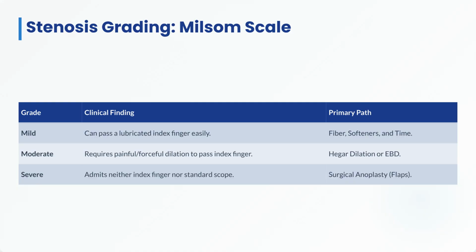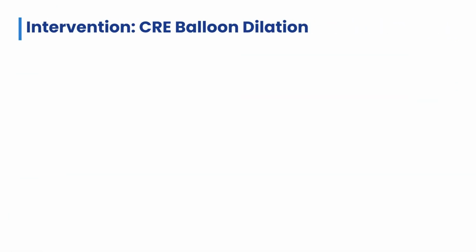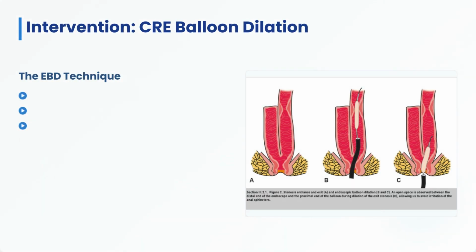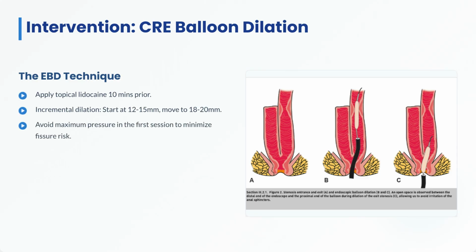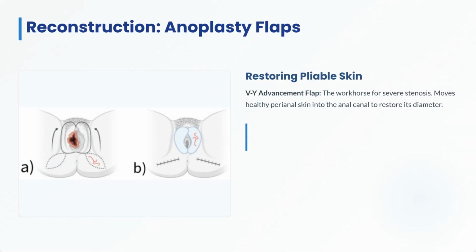Anal stenosis is graded using the Milsom scale, which correlates the severity of the narrowing with the diameter of the dilator that can pass. Intervention starts with concentric radial expanding balloon dilation, using incremental pressure and size. Begin at 12 to 15 millimeters and advance to 18 to 20 millimeters, minimizing fissure risk in the first session. For severe stenosis, the VY advancement flap is the preferred reconstruction technique to restore pliable skin. It moves healthy perianal skin into the anal canal. Crucially, never dilate active Crohn's disease.